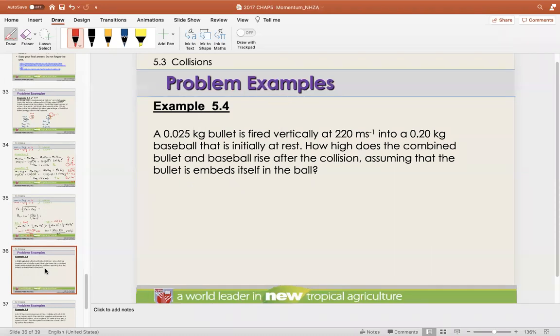A 0.025 kilogram bullet is fired vertically at 220 meters per second into a 0.2 kilogram baseball. I believe this question is in your module book. I think so. Okay, so let's sketch it. We have a baseball at rest. My baseball drawing is terrible.